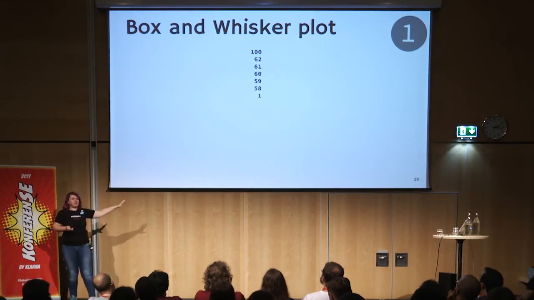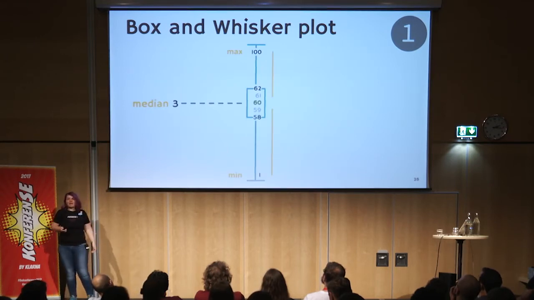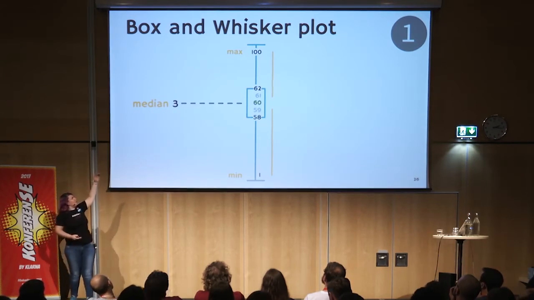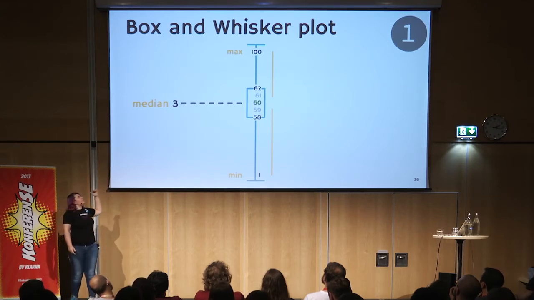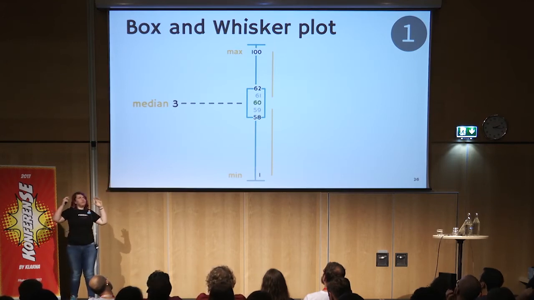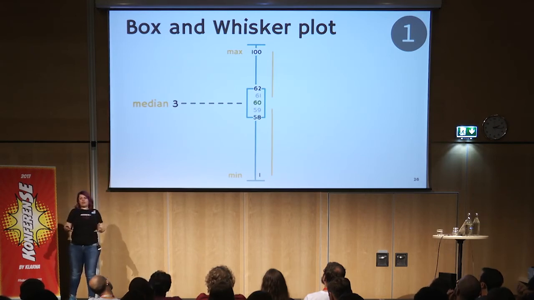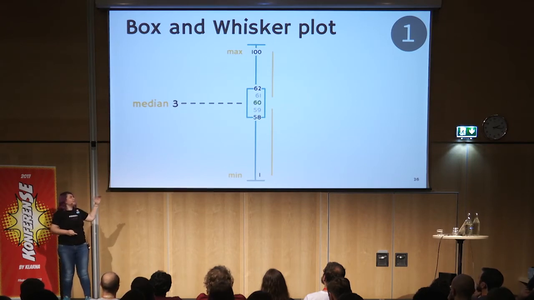So you have a bunch of numbers, and they don't really tell you anything when they're all bunched up. And if you expand them and you plot them as they are, you see that 100 is pretty high up, 1 is down, and then everything kind of bunches in the middle. And then you take the median, and that's the green line that you saw. And that's the number at index number 3. We have 10 values. And here is index number 3.